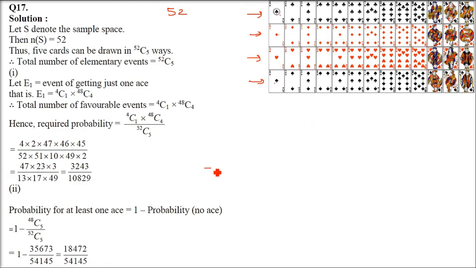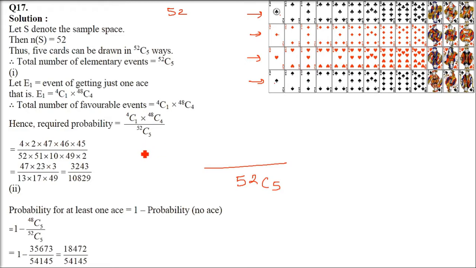So you have the denominator. First of all, there are 52 cards, 5 we have to take. 52C5 will be in the denominator. That is true. You have to choose 5 from 52. 52C5. Okay.